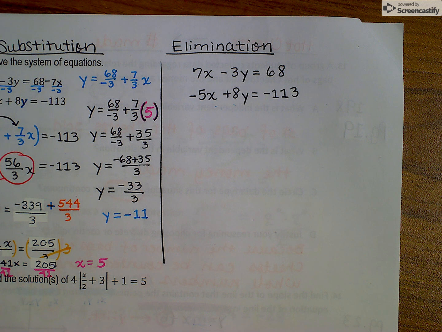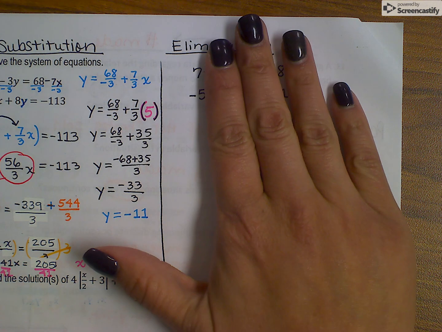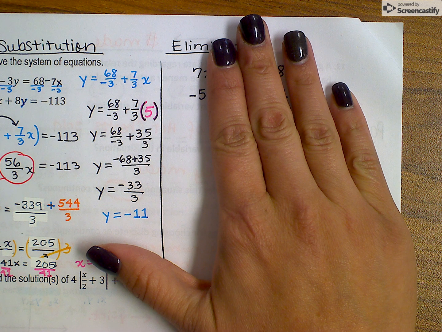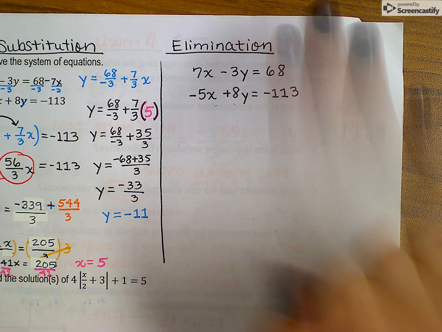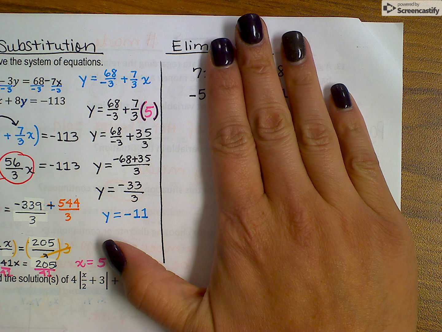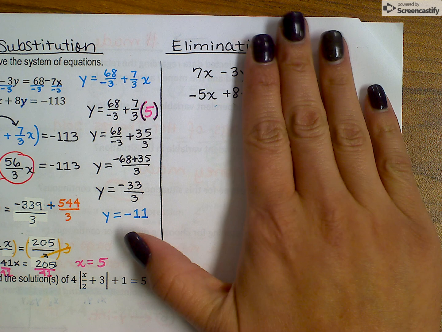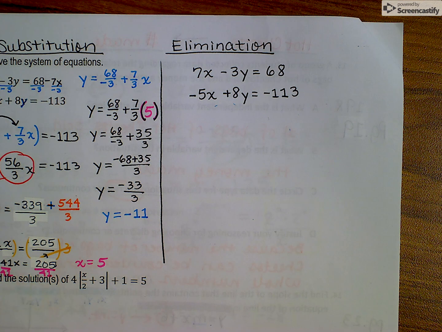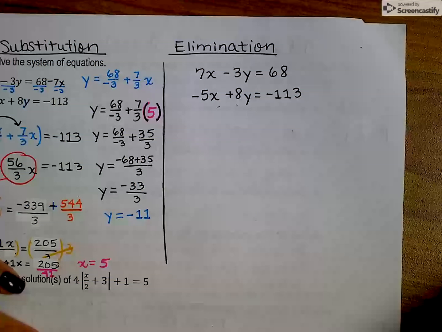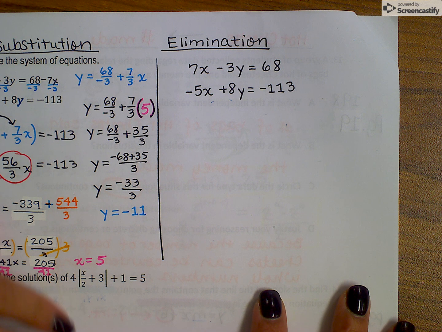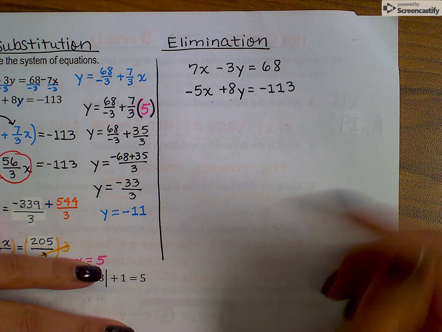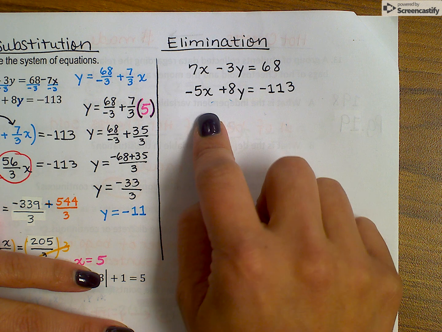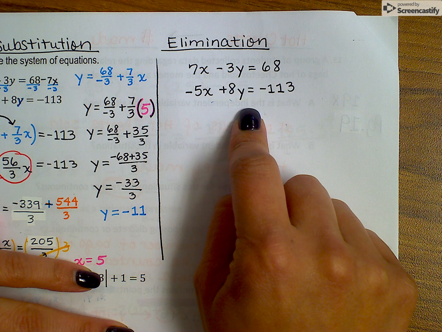Now, referring to page 28, I would first take a look at my coefficients. Are they the same or different? Different. Do they have a GCF? Nope. I'm in that unfortunate situation that I have nothing in common, so what I simply do is multiply them by each other. I can choose to either eliminate my x's or my y's.